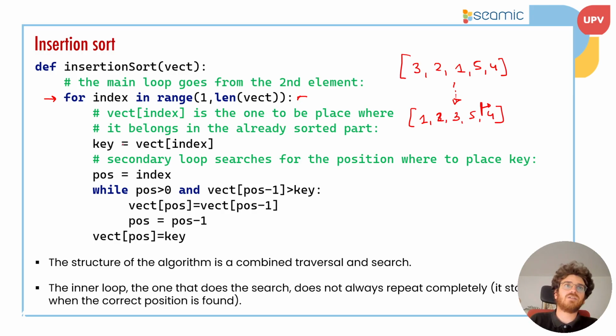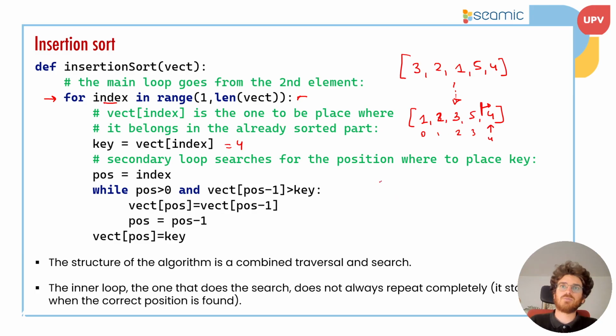So in every iteration, we pick the index that we're interested in. In this case, we're going to pick index number 4. This would be index 1. So 1, 2, 3, 4. And then we get the value. So this value would be 4. Then we use a secondary loop to search for the correct position where we should put this value.